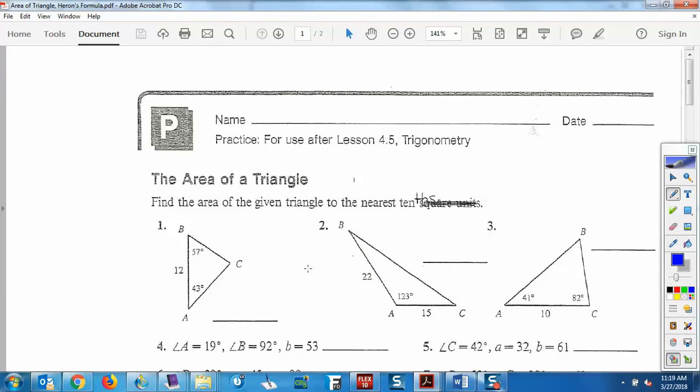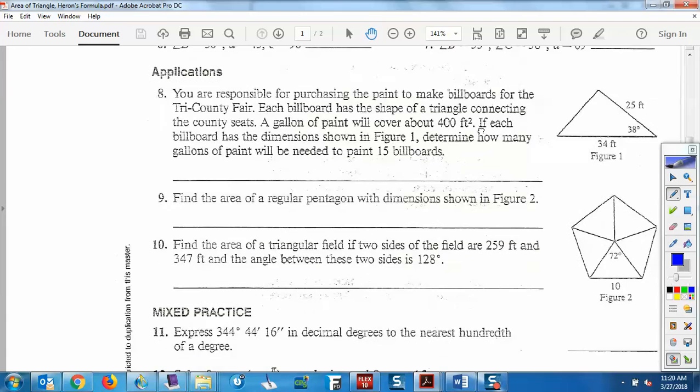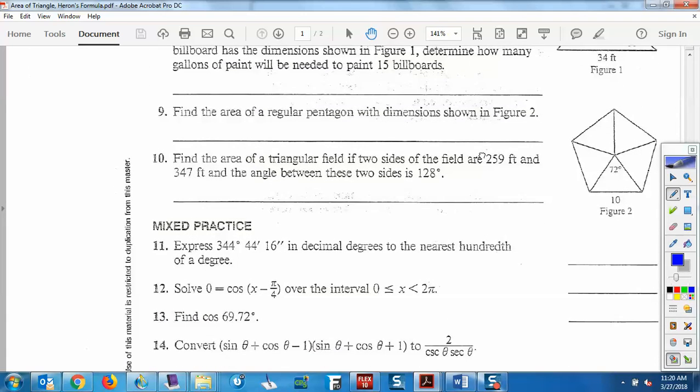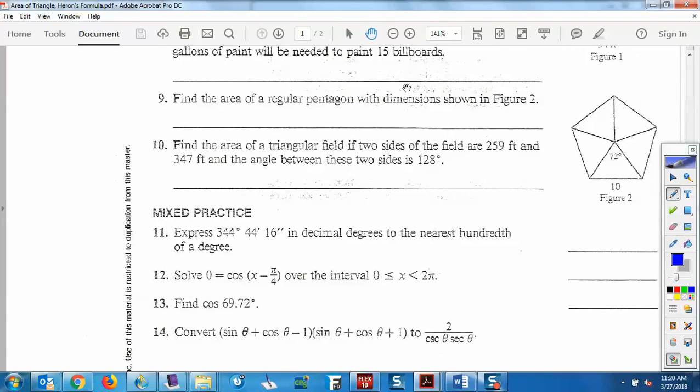Which side? Area of triangle. This side. Number 9. Find the area of a regular pentagon with dimensions shown in figure 2.